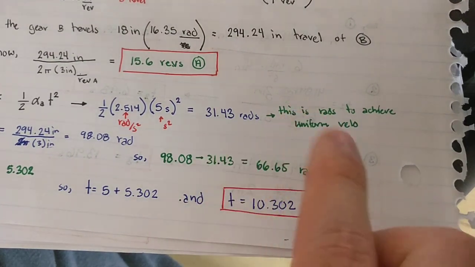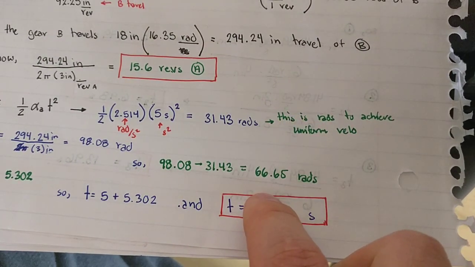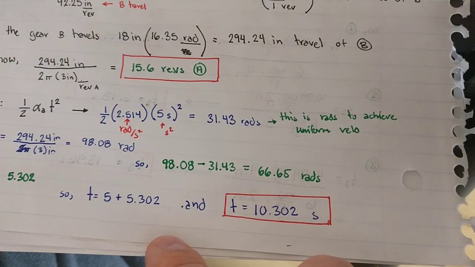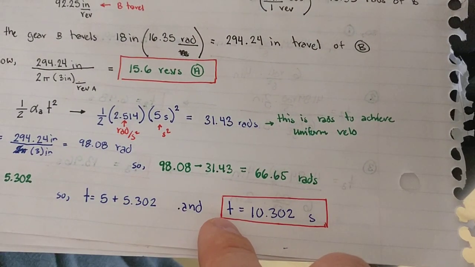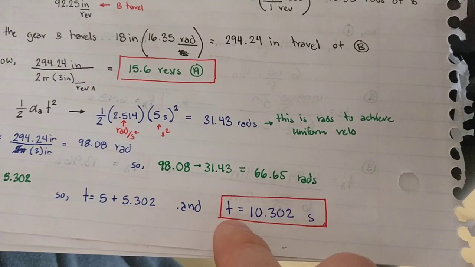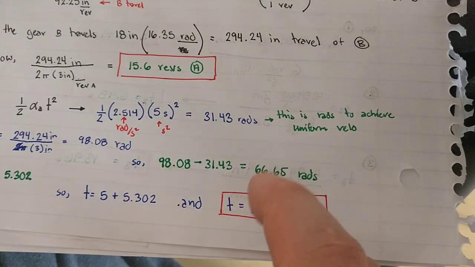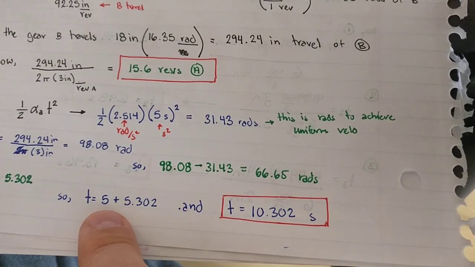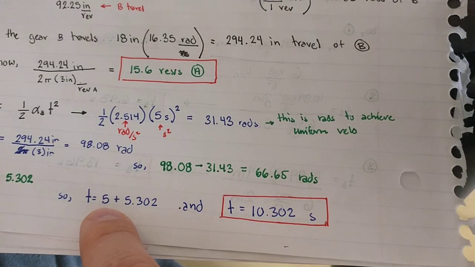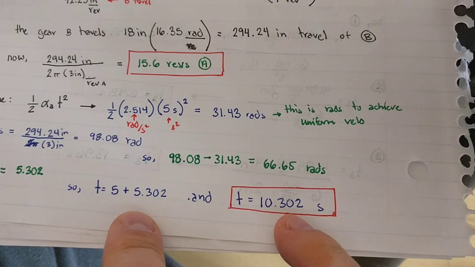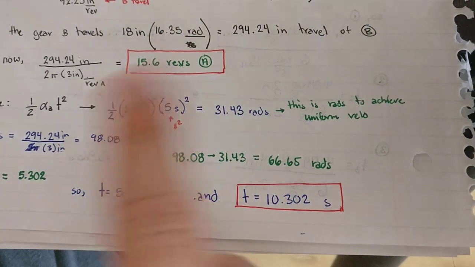So now we're going to take this amount and plug it into our equation from earlier, or just divide it by our total amount of radians per second traveled, or velocity, and that's going to give us a certain amount of time. And now we add that time to the 5 seconds it took to get to that constant velocity, and that will give us our total time to complete this whole cycle.